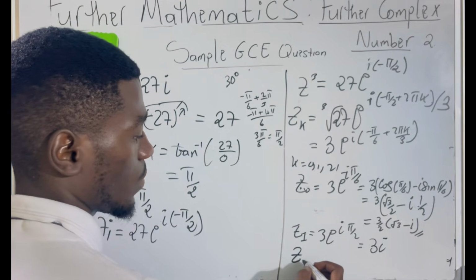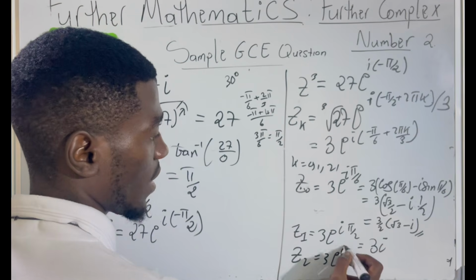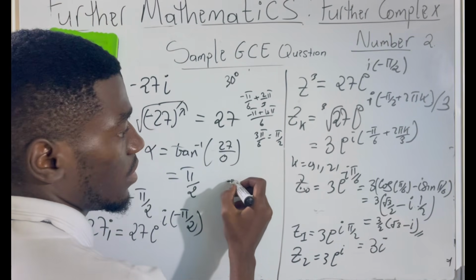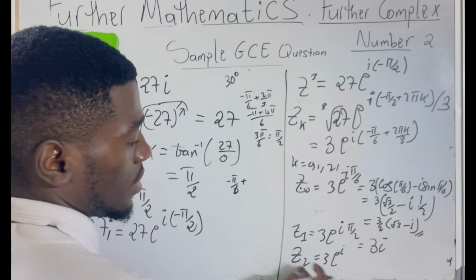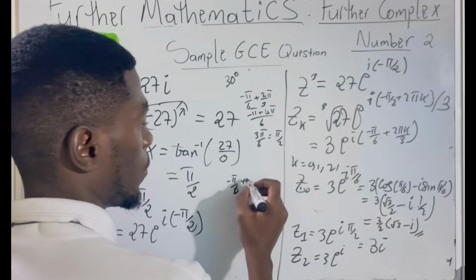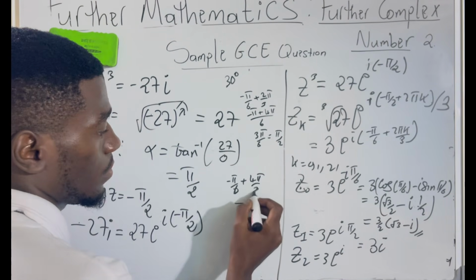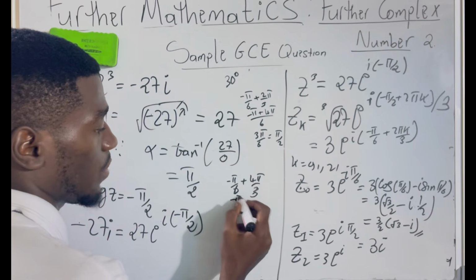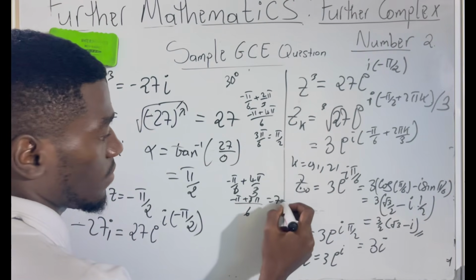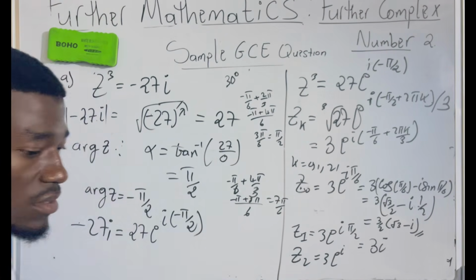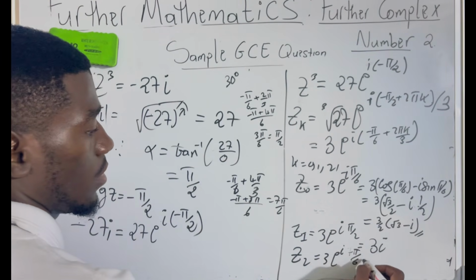Then the last one now is z2. z2 will be 3 exponential of i, so I will have negative pi over 6 plus, when k takes the value 2, I will have 4 pi over 3. Then here the LCM is still 6, so negative pi plus 8 pi. Then I'll have 7 pi over 6.